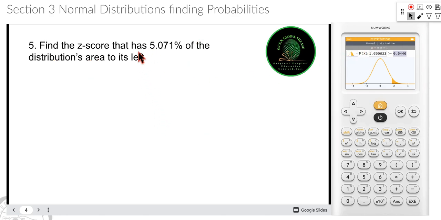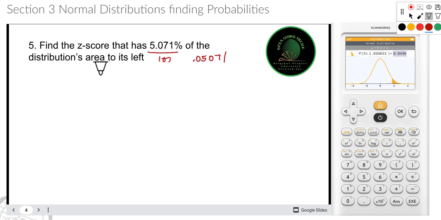Sometimes we're given a percentage, the distribution's area to its left. So we can, again, just enter this in. But what we're going to find out is we need to have this as a decimal. So you divide it by 100. And this is going to be 0.05071. That's the area. That's what goes in the shaded region over here, this gray shading.